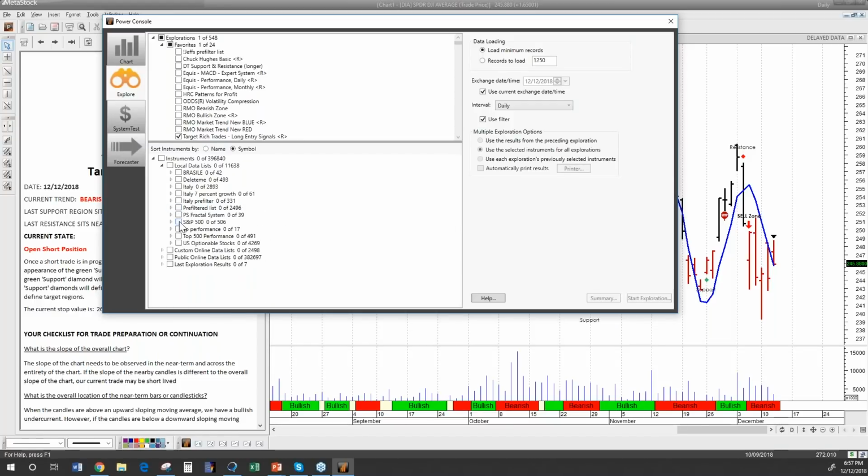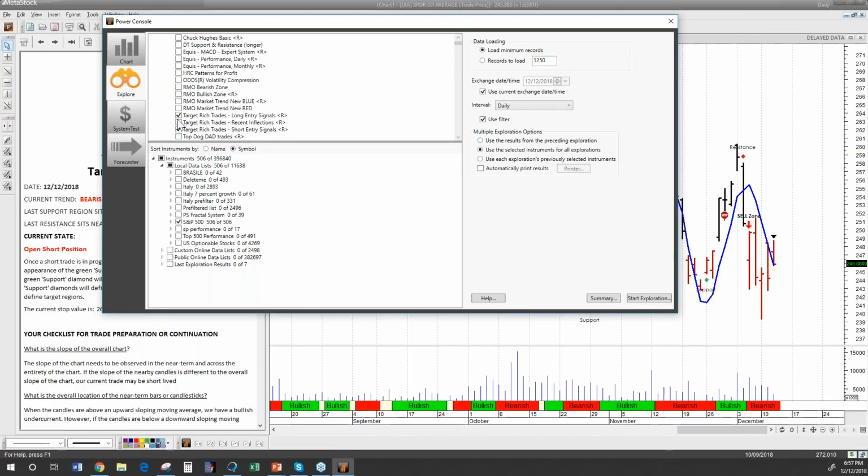So I could scan any list that I want. I could scan any country I want. If you're not familiar with MetaStock, we power this with Thomson Reuters data, who's now Refinitiv. They just got bought by a bigger company, but we power it with their data. So I can go in here and let's just say we wanted to look at the S&P 500 and we wanted to look for long entry signals. We could select that one. If we wanted to look at short entry signals, we could select this one.